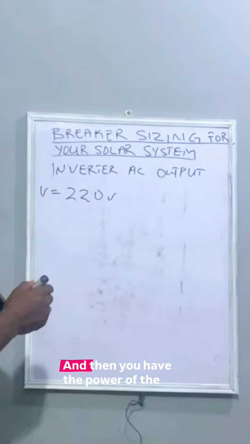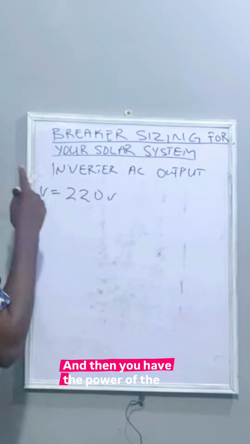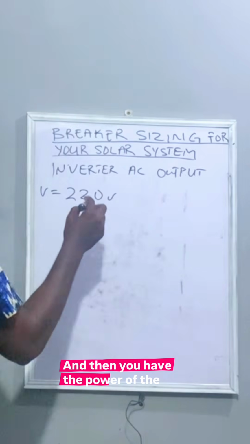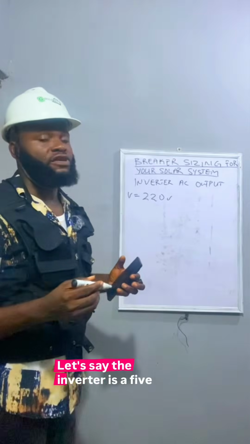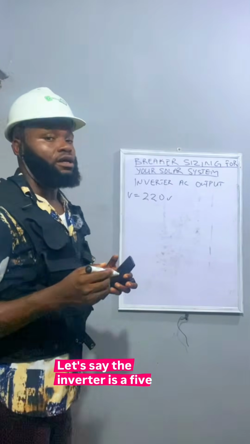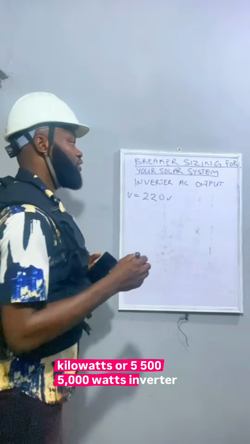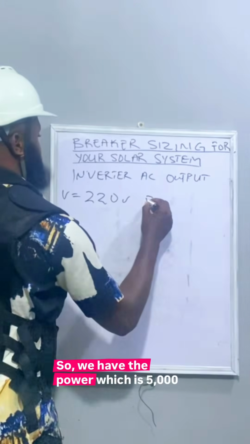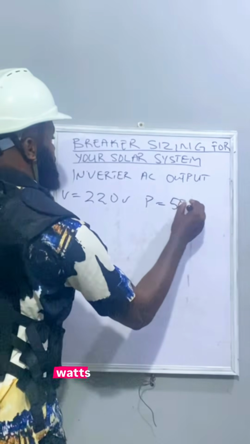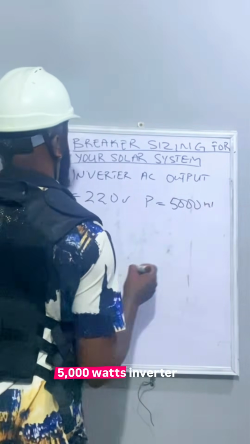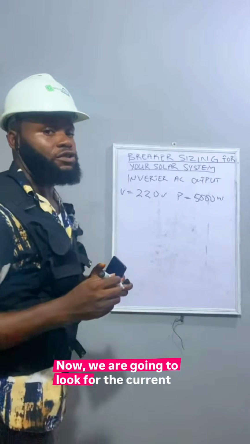All right, and then we have the power of the inverter. Let's say the inverter is a 5 kilowatts, 5,000 watts inverter. So we have the power, which is 5,000 watts. Now we are going to look for the current.